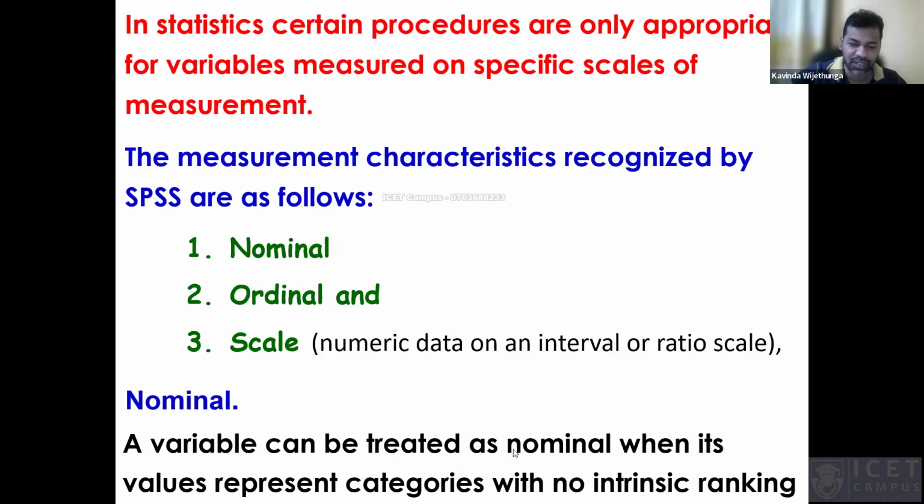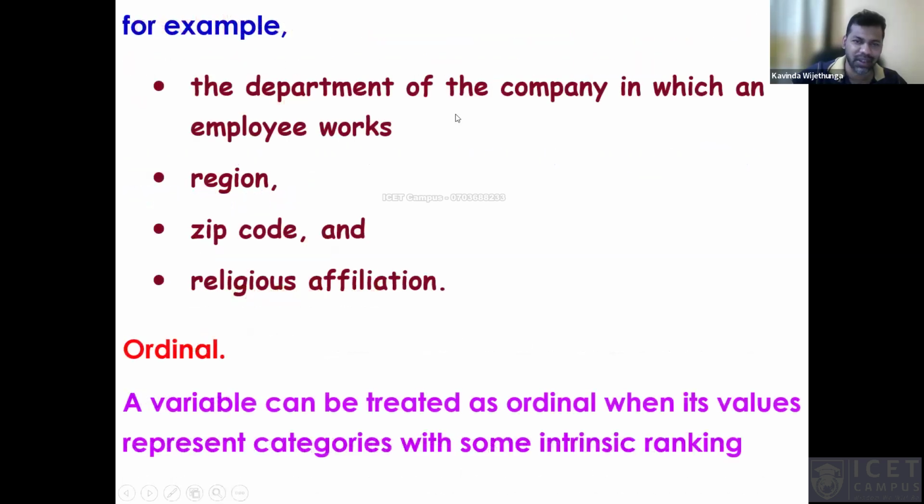A variable can be treated as nominal when its values represent categories with no intrinsic ranking. For example, naming, ID number, the department of the company in which an employee works, region, zip code, religious affiliation, registration number. Those things go for the nominal scales. Ordinal means a ranking purpose, like this one. These go for the ordinals.